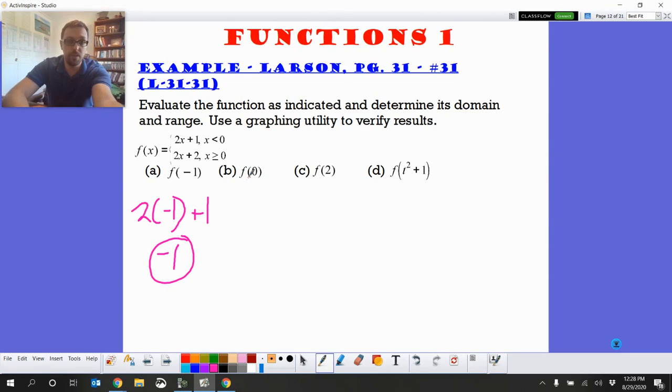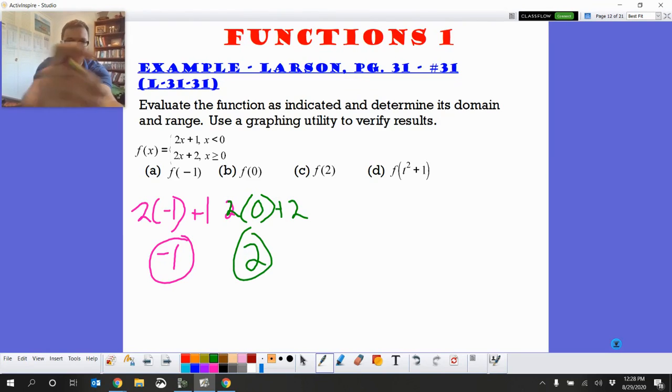Then we do 0. Is 0 less than 0? No, it's not. Is 0 greater than or equal to 0? Yeah, it is. So we want to do this bottom thing. We're going to do 2 times 0 plus 2. So that's 2. Cool. Next, we got f of 2.